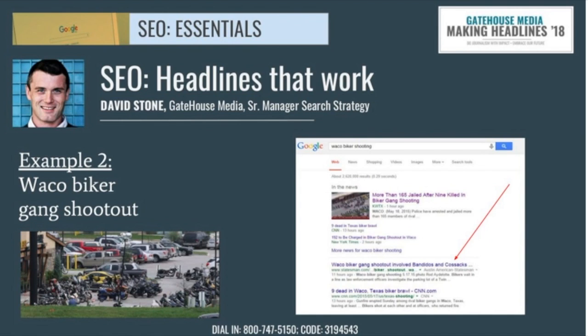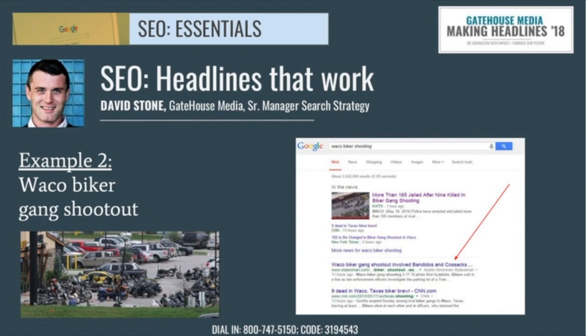But you see, there we are on page 1. A lot of people are asking themselves, often subconsciously, before they search: What happened? Where did it happen? Who did it happen to? As this information begins to trickle out into the knowledge base, people begin adding this to their search. So Waco biker shooting, here you go. You see this on page 1.